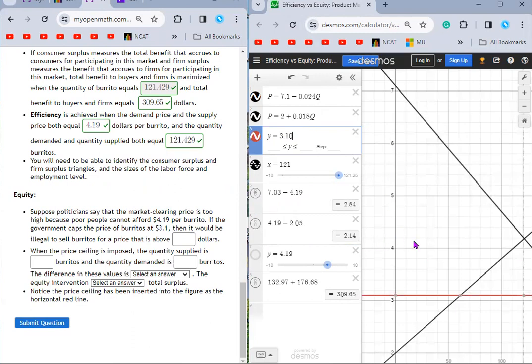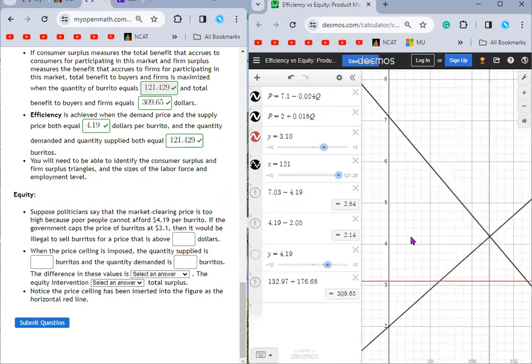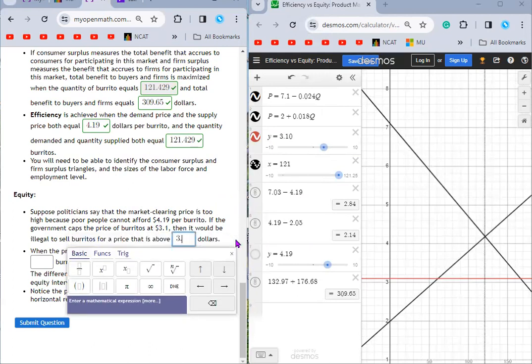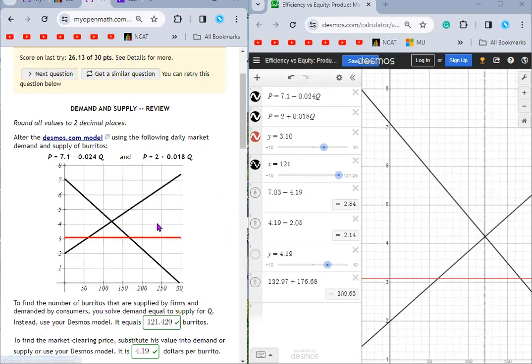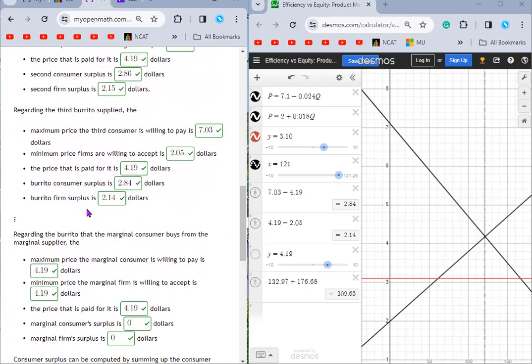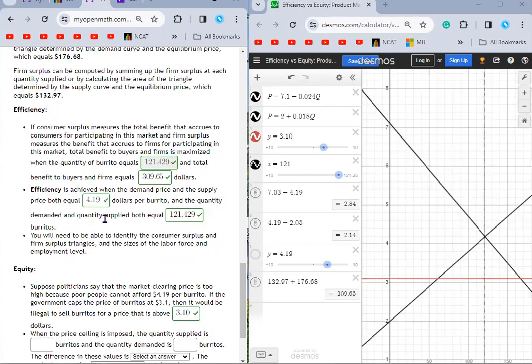Right. So I'm imposing this price ceiling, right? When I type the $3.10 in here, it's illegal now to sell burritos for a price that is above $3.10. Mindful Math automatically draws in the price ceiling, right? So my graphs now match Desmos and Mindful Math, right?